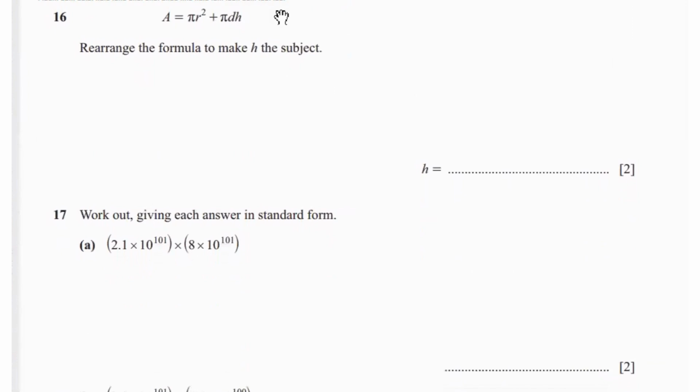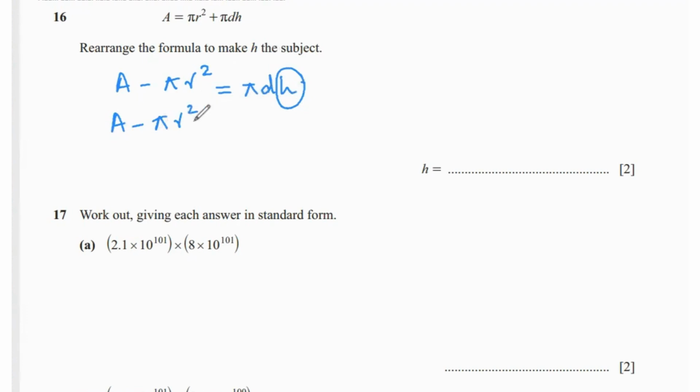Question 16 says rearrange the formula to make H the subject. So right now A is the subject of this formula and they want to make H the subject. So first we're going to move pi r squared to the other side. So it becomes A minus pi r squared equals pi times d times H. Since H is supposed to be the subject, I'm going to move pi d to the other side.